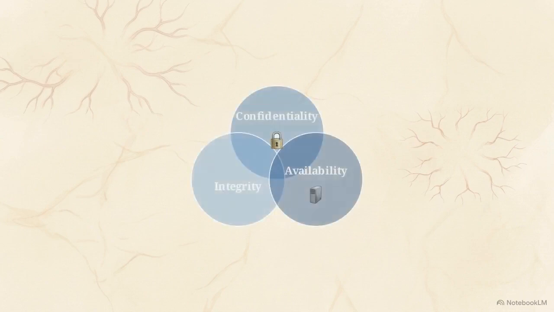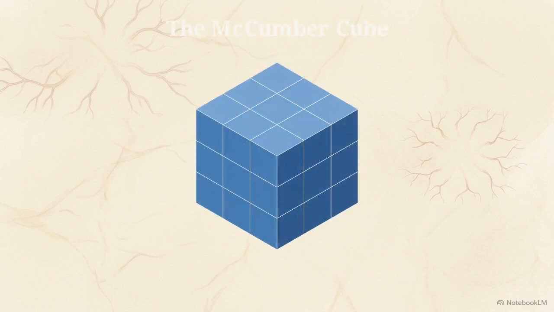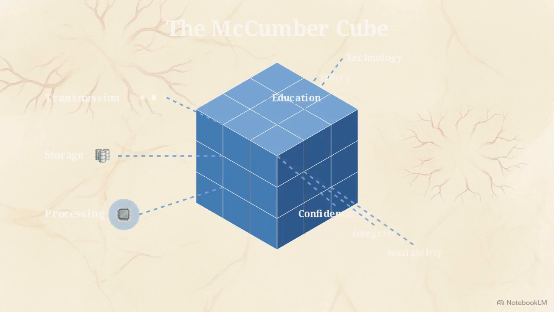While the CIA triad defines our goals, it lacks complexity. We extrude those goals into a three-dimensional model, the Macumber cube, the definitive tool to evaluate a system's true security posture. Along the y-axis, we map information states. Data always exists in one of three distinct conditions: in transmission across a network, in storage, or actively processed by a CPU. The z-axis maps safeguards, technical controls, policy, and education.